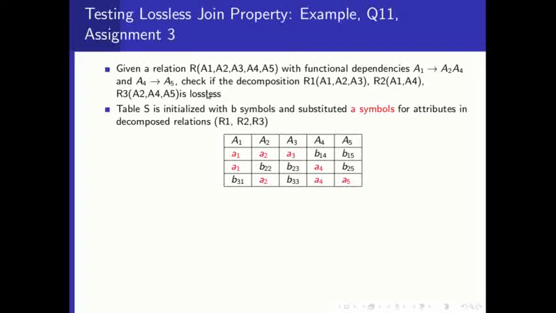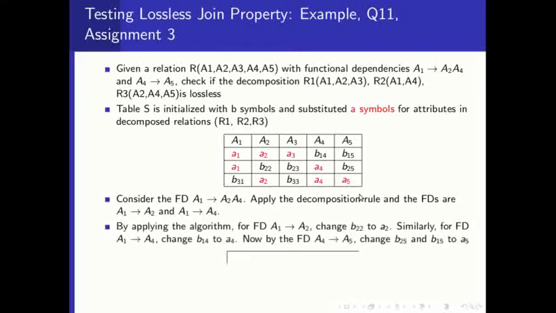Now, corresponding to the next FD, A4 determines A5. A4 determines A5 means these 2, and now this is also A4. A4 determines A5 means B25 as well as B315 should be replaced with A5, because these 3 rows have the same A symbol X values. Corresponding to the Y attribute, there is an A5. If it's so, then replace these 2 with A4.